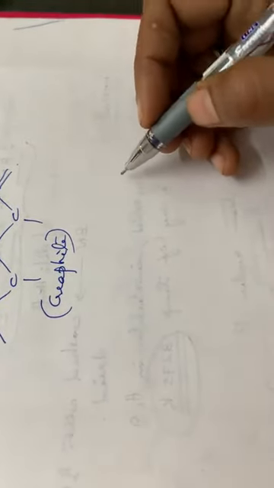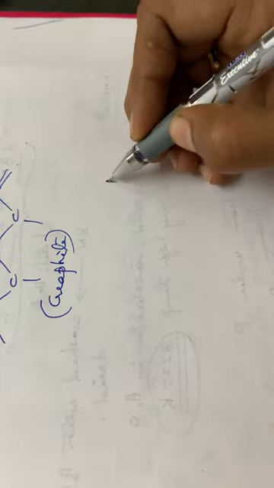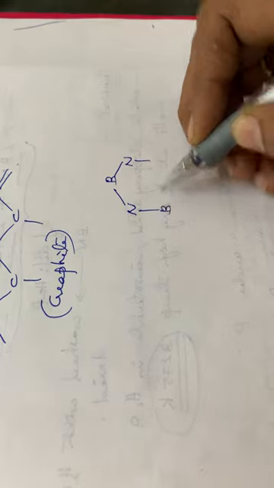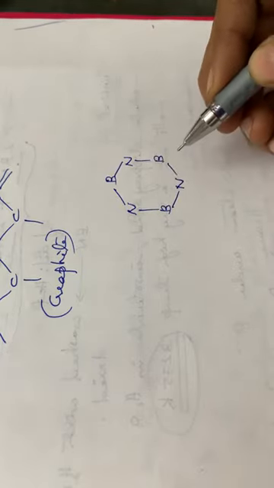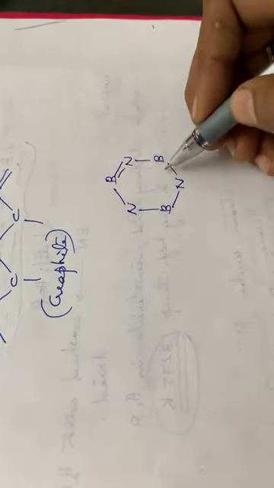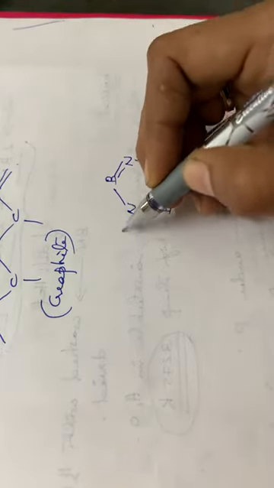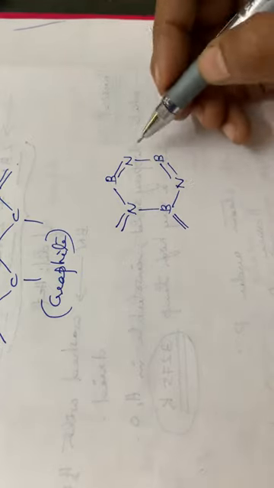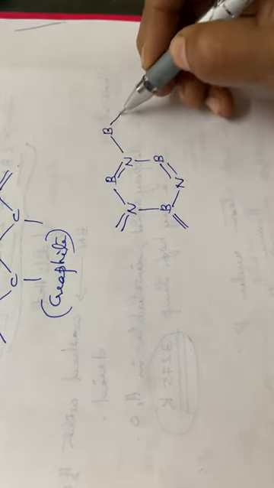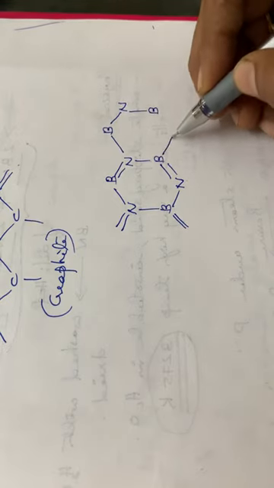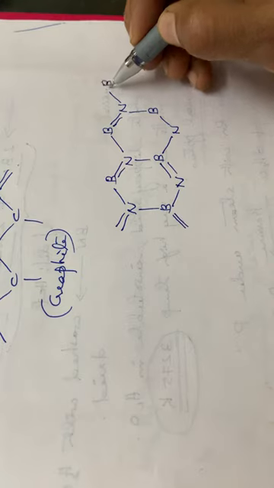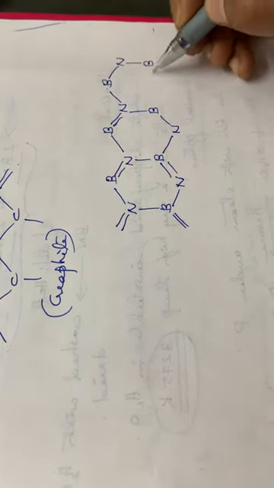I am drawing this structure here. Boron, then nitrogen, again boron, then again nitrogen. Again double bonds will be coming here. Double bond, double bond, boron, nitrogen, boron, nitrogen. See here, double bond, boron, nitrogen, boron, nitrogen, double bond.